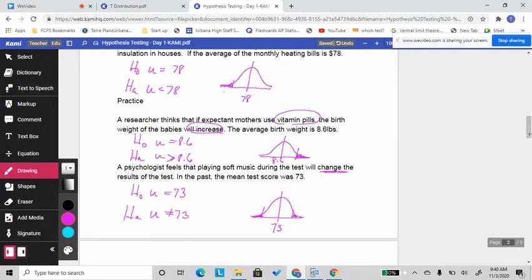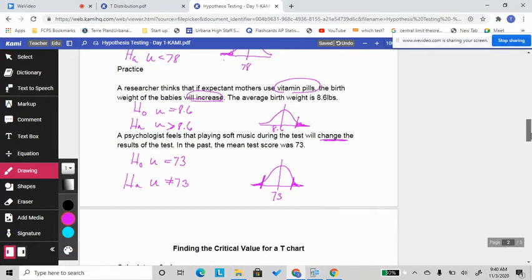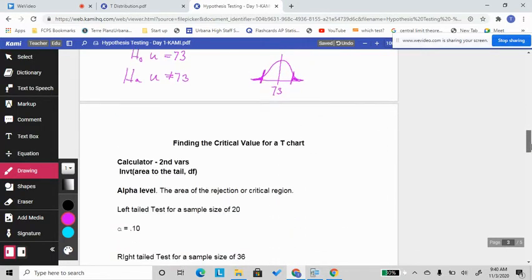Now we're going to find where this shading starts. In each of these problems we're going to find where this shading starts. And that's called a critical value. We're using a critical value from a t-chart. Okay, so you need your t-charts out. So pause the video if you do not have your t-chart out.